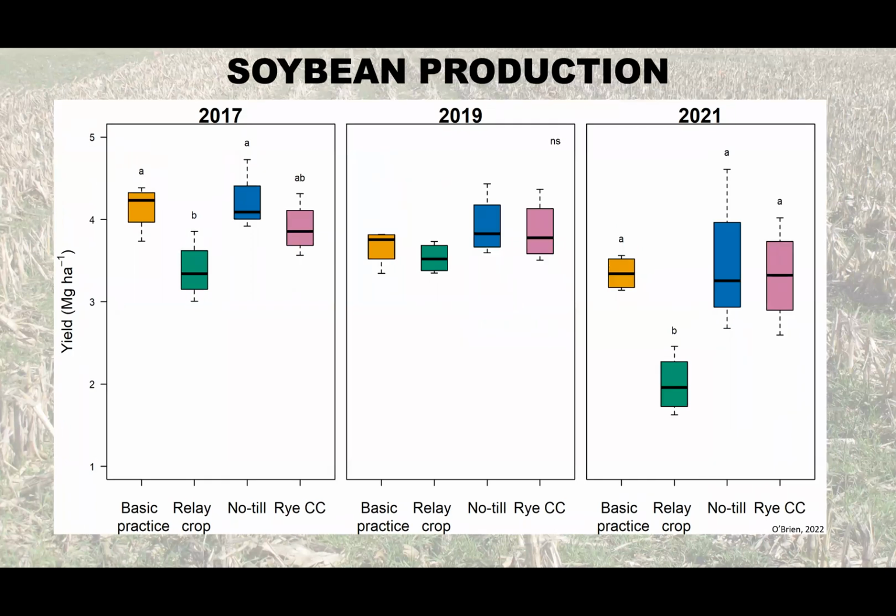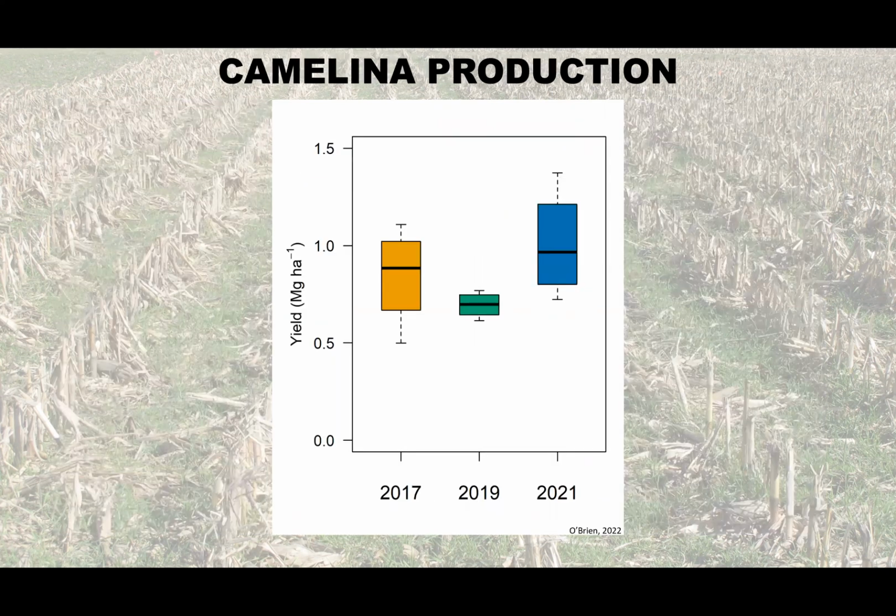Soybean production. This is from 2017, 2019, and 2021. So these are the yield data from that. In every one of those years, well, I guess except 2019, there was not a significant difference among the yields, but in 17 and 21, we got significantly lower yields in the soybean plots where we were growing them as a relay crop versus as just a regular crop. We lost some yield because those plants were slower growing because they were shaded and possibly for other reasons, but we lost some yield in that relay system.